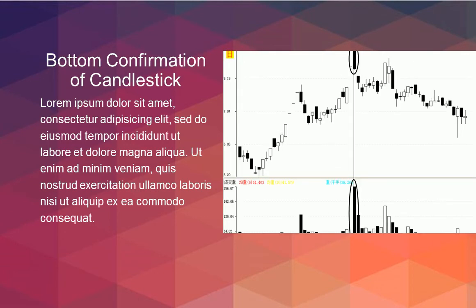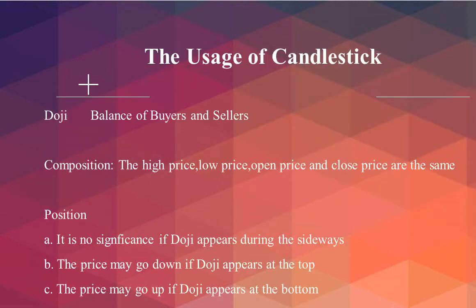This is another top confirmation, okay? So we can see here the price had some rebound. The big bearish candlestick appears on high volume. So you should know that this is the top confirmation. If you see the price can have some rebound to half of the candlestick, you should sell, okay? So here is the sell point. Then we can see the next one.